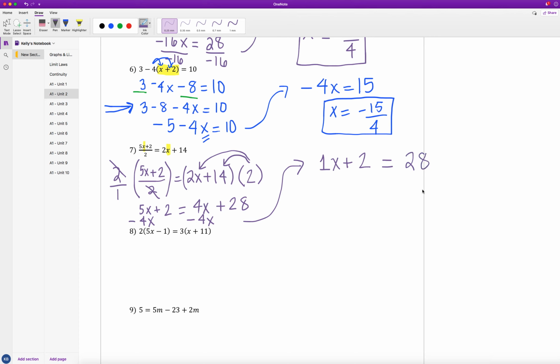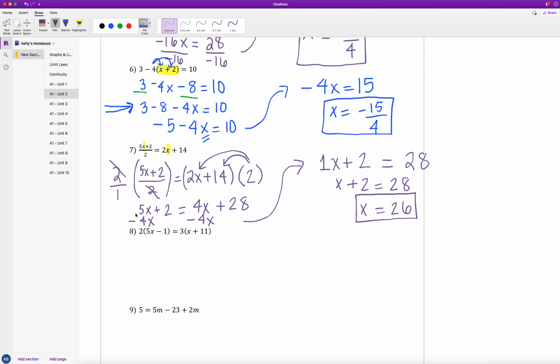Now this 1x, I'm not going to continue to write the 1 in front of the x, because if we don't have a coefficient in front of a variable, we assume that it's our invisible 1. So what I really have is x plus 2 equals 28, and then to get x by itself, I want to subtract 2 from both sides so that I get x equals 26. So I was able to isolate it.